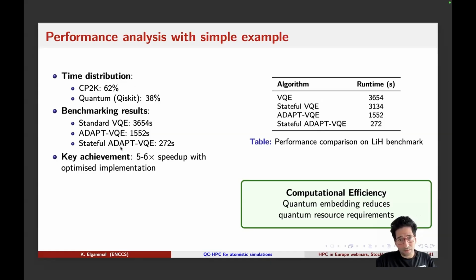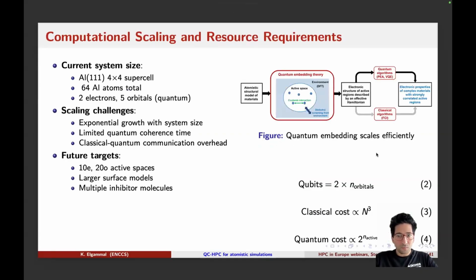And these runtime numbers here come from lithium hydride, which is a simple system. You can maybe take this later, for how the problem scales: you have a number of orbitals, you multiply by 2, and this is the qubits you need. Then the classical cost goes with something like n to the power 3, and the quantum cost is more like 2 to the power of the number of active orbitals you have.